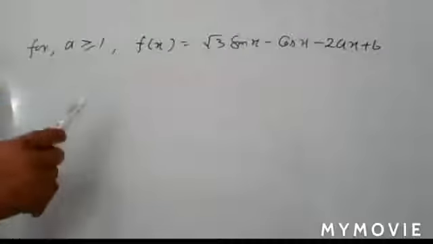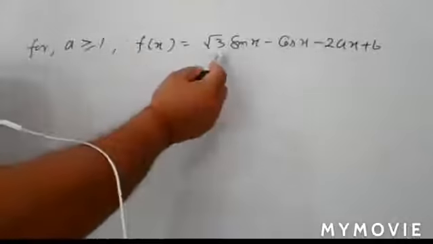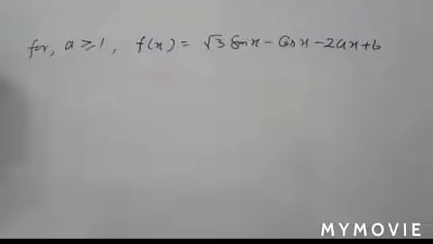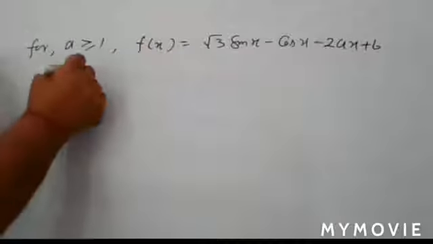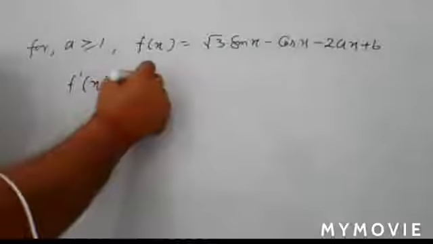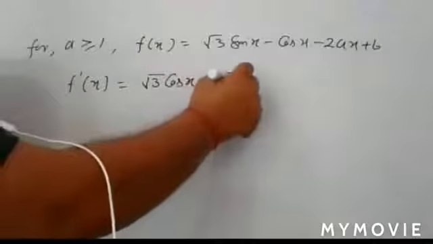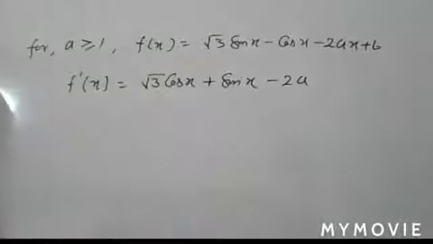For a, you have to show that for a greater or equal to 1, f(x) is equal to root 3 sin x minus cos x plus 2ax plus b is decreasing function in R. Okay. So first of all, you take its derivative. So f dash x is equal to root 3 cos x plus sin x, and here you have minus 2a. Understand? Here you have minus 2a.